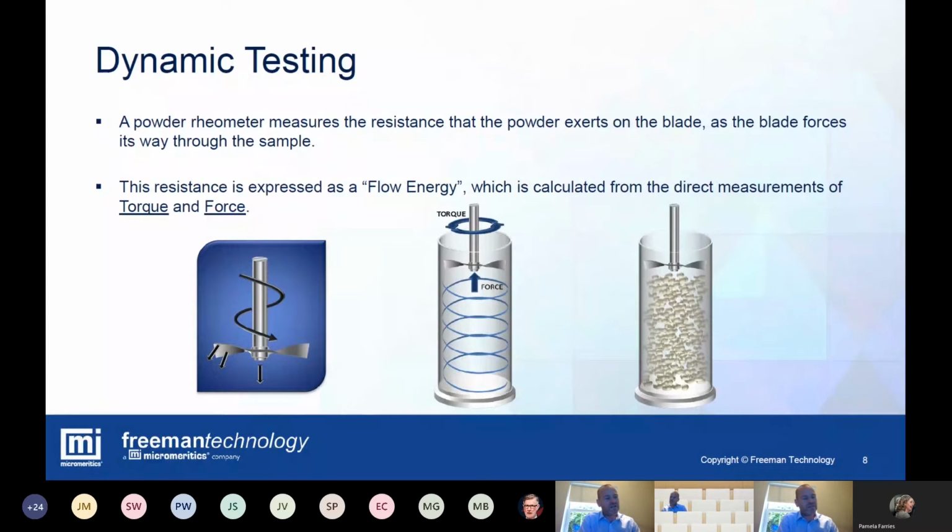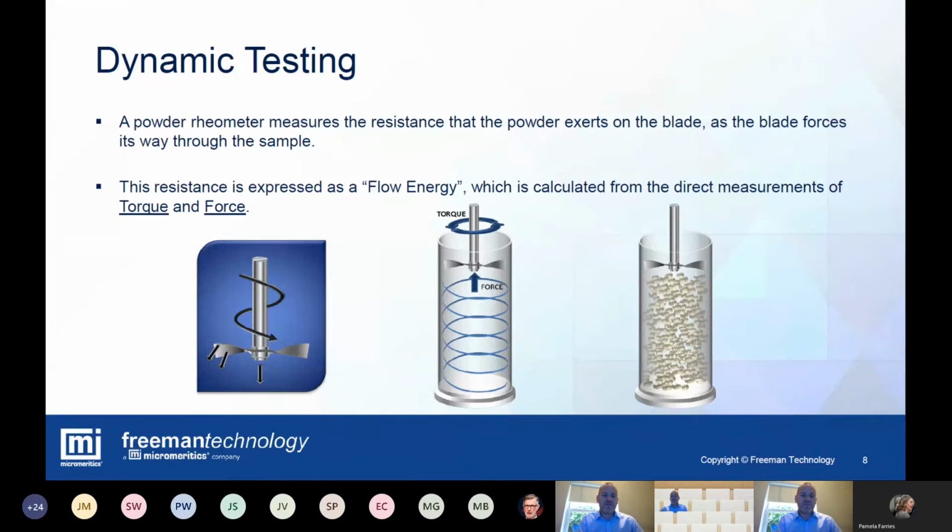So the real fundamental methodology of powder rheology is dynamic flow testing, and that consists of moving a precision blade through a sample of powder, forcing it to move in front of that blade. And what we're interested in is the energy required to move the blade through that quantity of powder. That tells us something about the resistance to movement that the powder has.